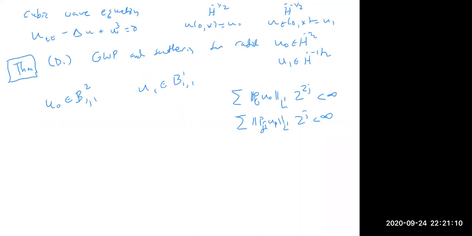So what's useful about that is that you have your Sobolev embedding, that Pj U naught L2 is bounded by 2 to the 3j over 2 Pj U naught L1. That's just Bernstein's inequality.